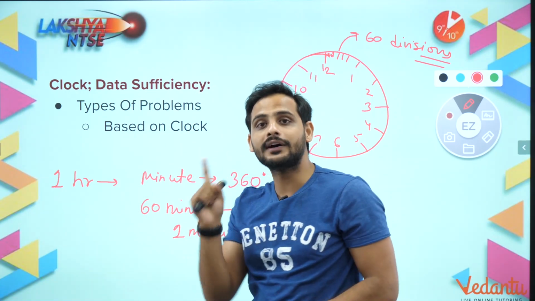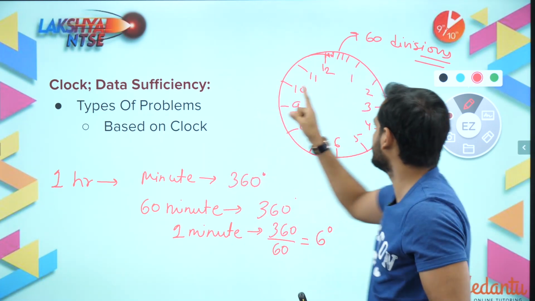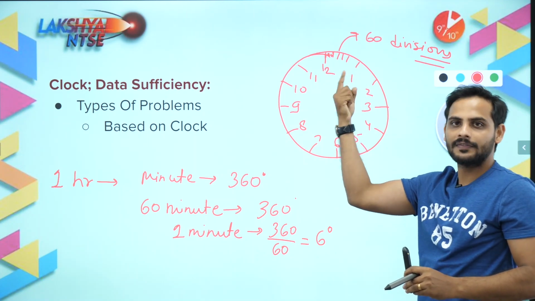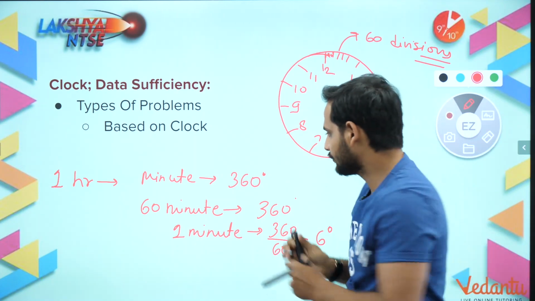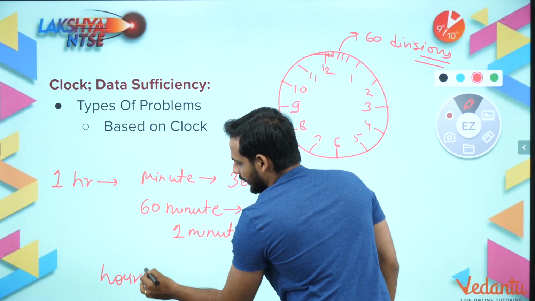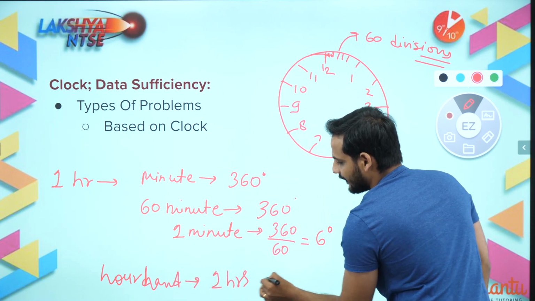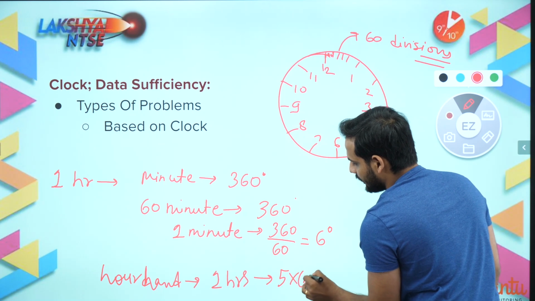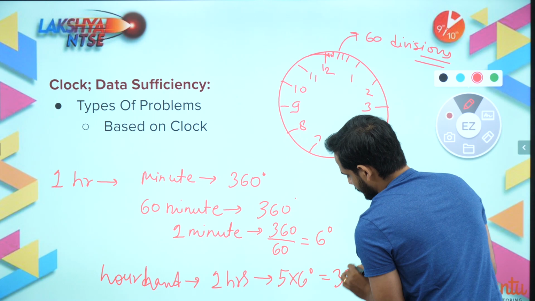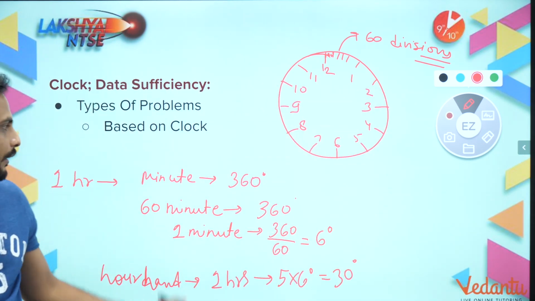Right? Now, when 1 hour passes, how much space does the hour hand move? It will move from 12 to 1, let us say. In 1 hour, it will move only one hour, which means it will cover 5 divisions. And 1 division is 6 degrees. That means 30 degrees. Correct. Now let us move ahead.